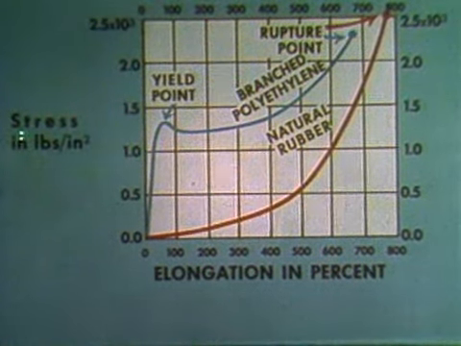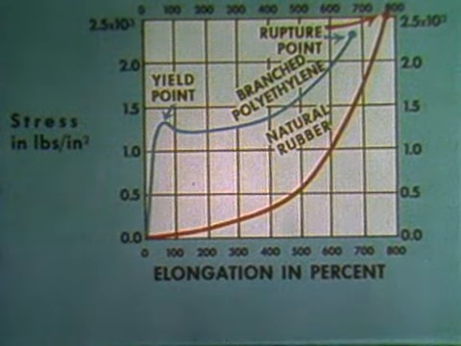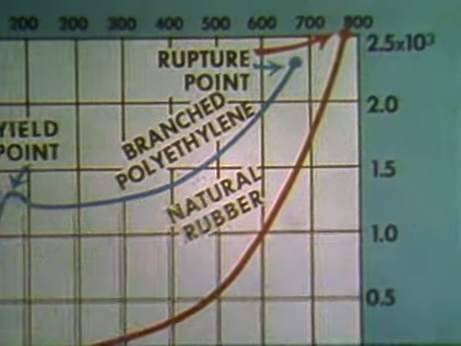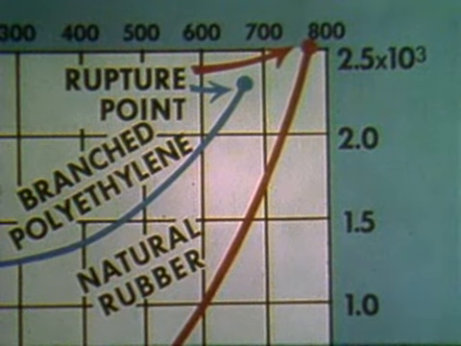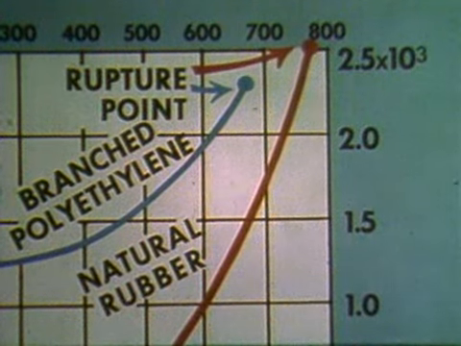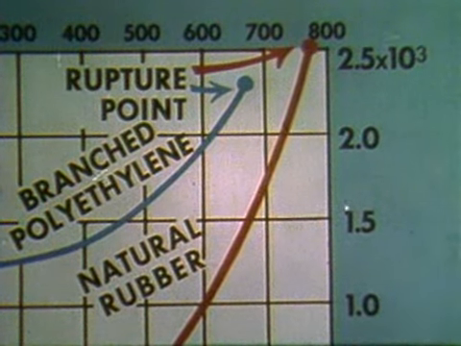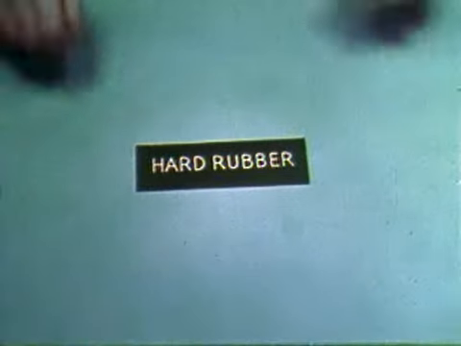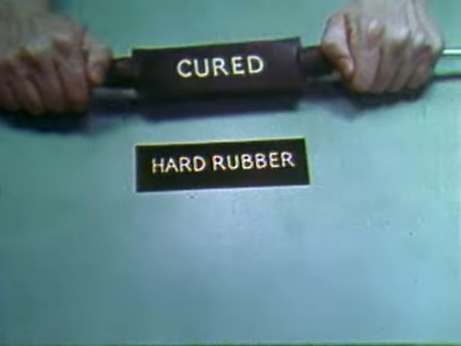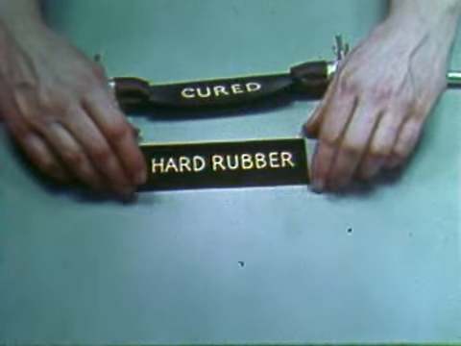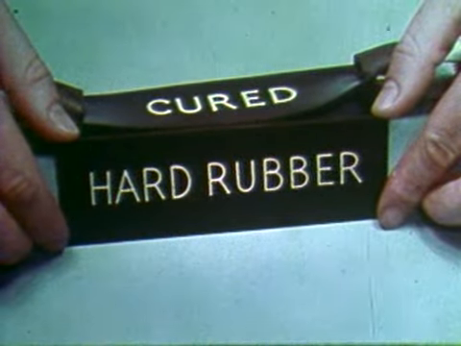This second curve is for a branched polyethylene. The tensile strength of the rubber just before fracture is actually higher than the plastic. Part of this strength is due to the crosslinks. However, introducing too many crosslinks results in a hard, stiff rubber. All the desirable elastic properties are eliminated. Hard rubber is permanently set during curing and is therefore called a thermosetting material.